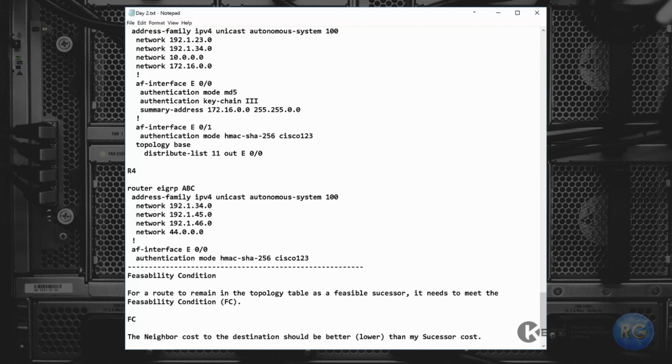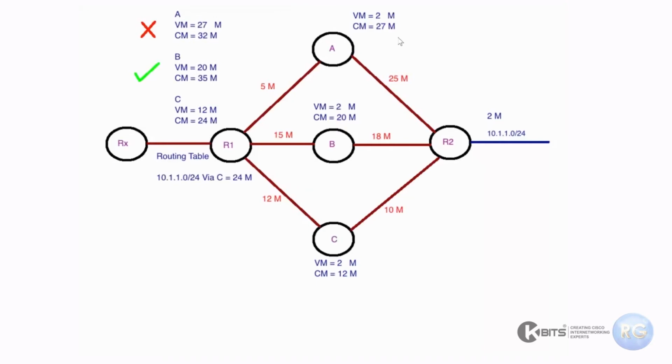Let me read this first. That's the VM of the neighbor. Yeah. Correct. Oh, that's a composite of the neighbor, not the VM. See over here? So R1 will compare 24 with 27. Got it? So what do you have in your topology table now?